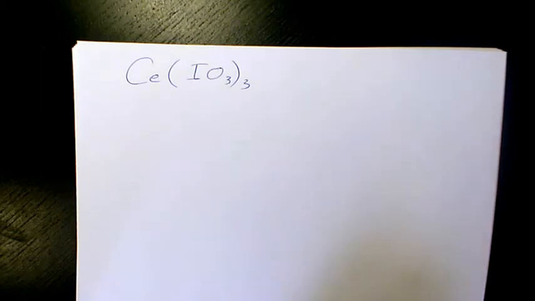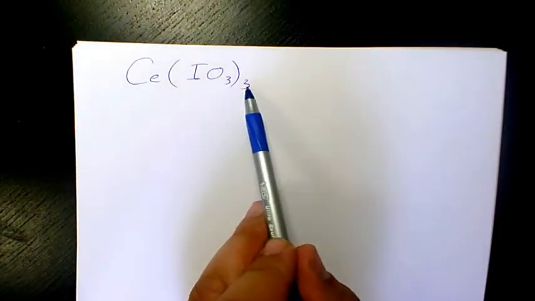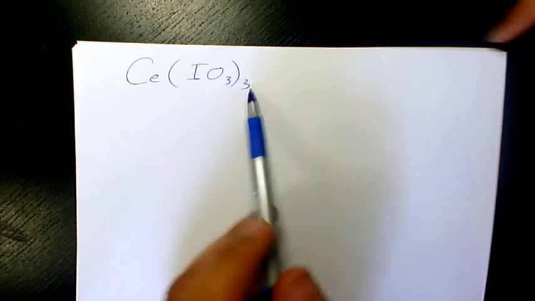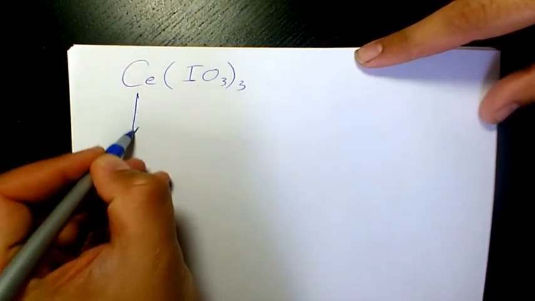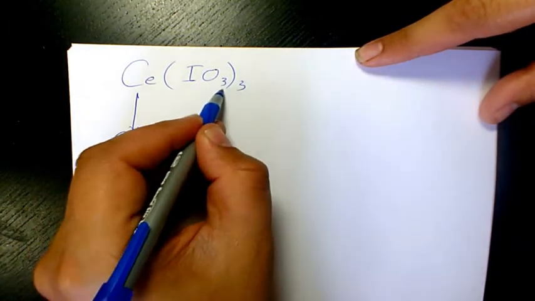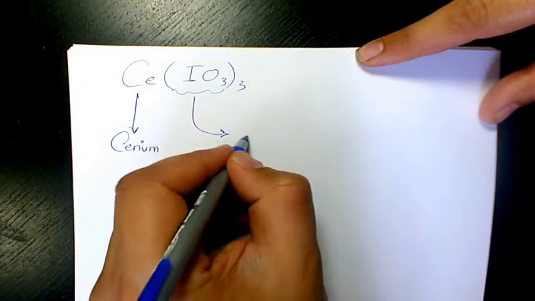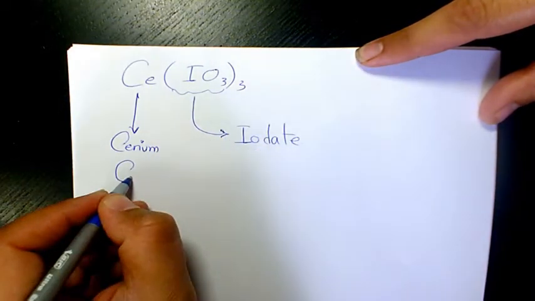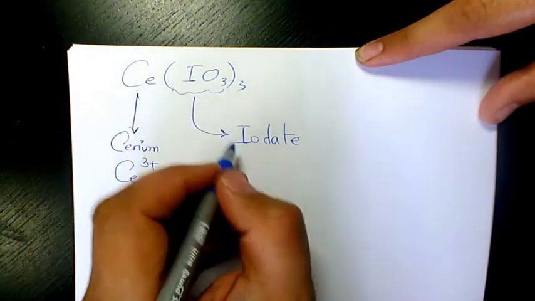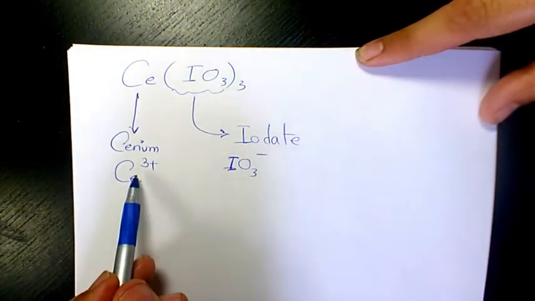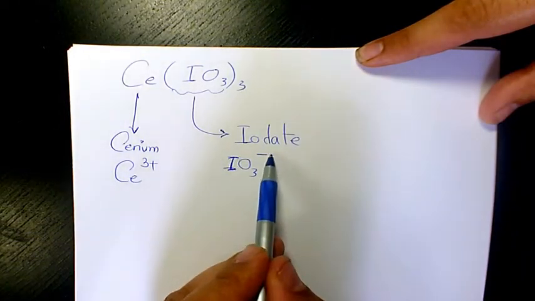Welcome to another video. In this video I want to show you what's the name of CeIO3 and how to find out the molar mass or molecular weight of this compound. Ce is cerium and IO3 is the polyatomic ion which is called iodate. So we have Ce3+ in this case and we have IO3-. The charge here is plus 3, the charge here is minus 1.